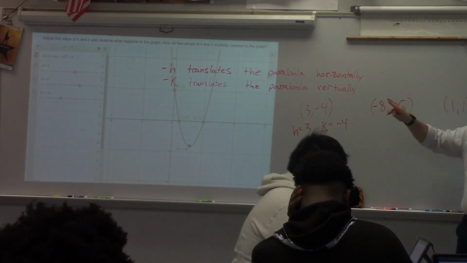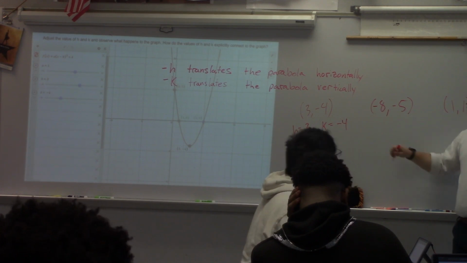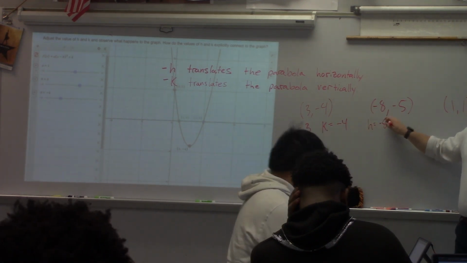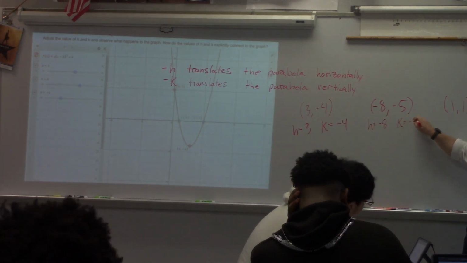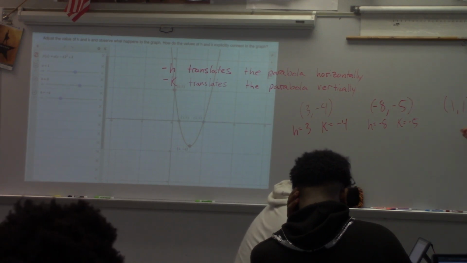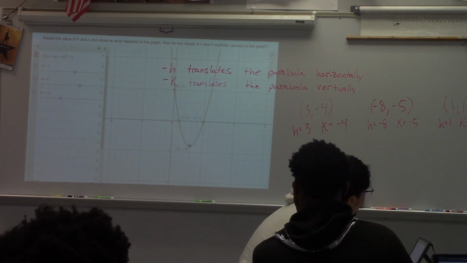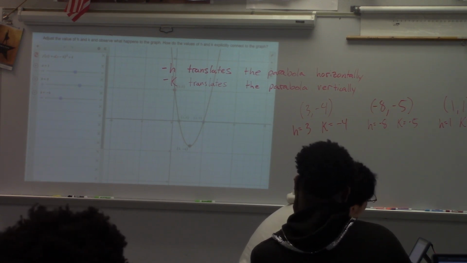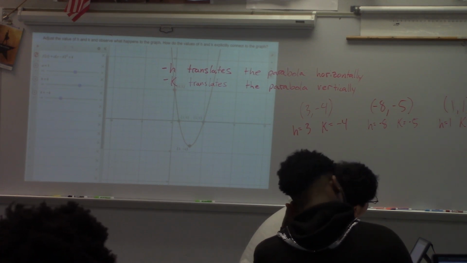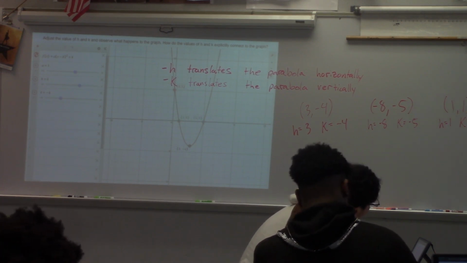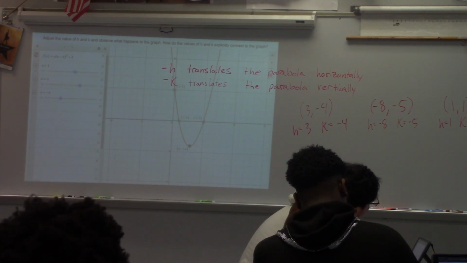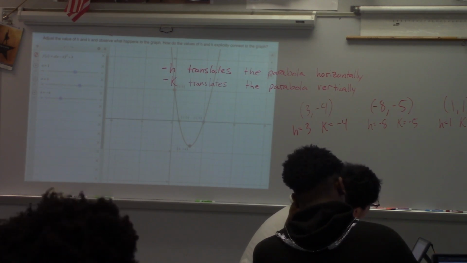Ryder, what is your H value? -8. What's your K value? -5. Okay, H is 1, K is 1. Can I get one more point, please? -5 and 2. -3 and -7. And so what is H? -5. K is? So H is X and K is Y.